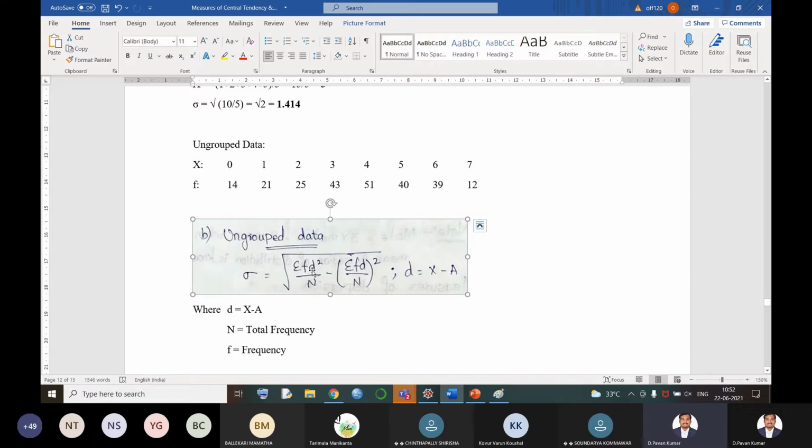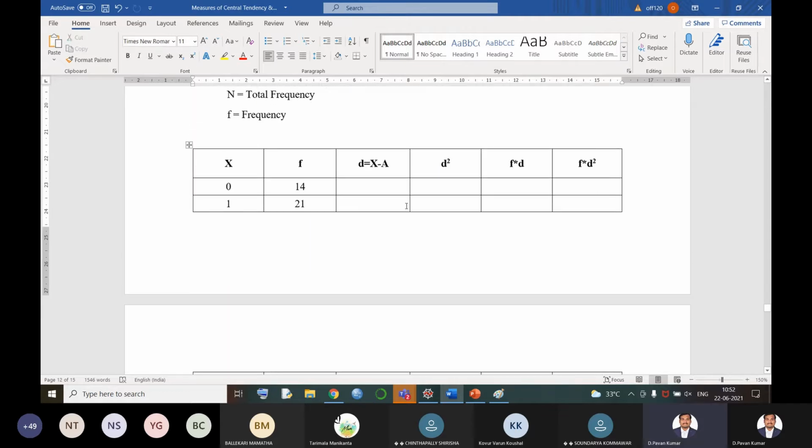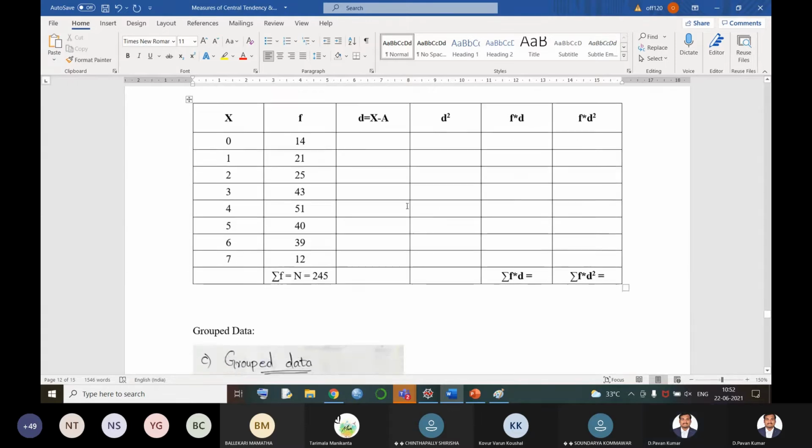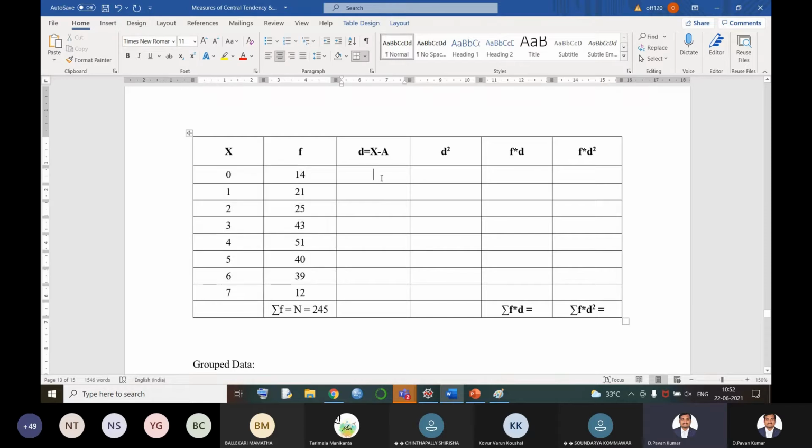Next is summation f d square. D square means first I find the square of d, then multiply with f. When I add that, I'll get summation f d square. I'll just show you that. See here, let us move on to the next page. X values and frequencies are given, so I can find d values from the x values. Once I square that, I get d square. Multiplying d with f gives fd. Then f into d square gives fd square. So we can simply find our answers here.